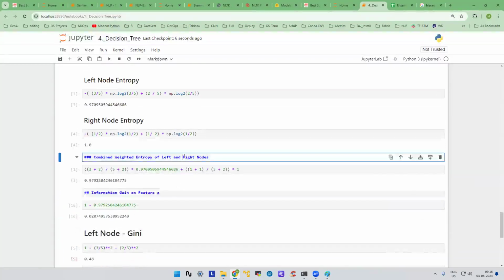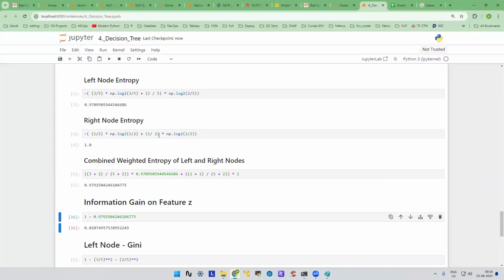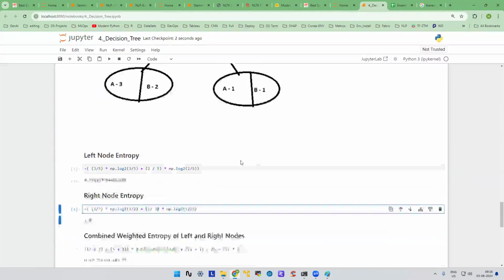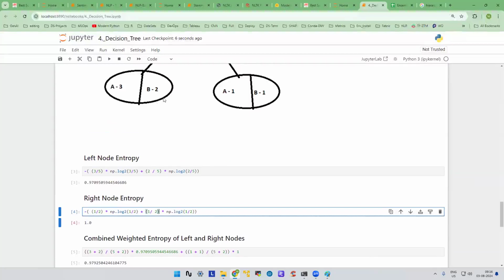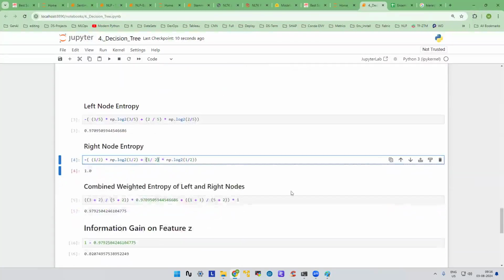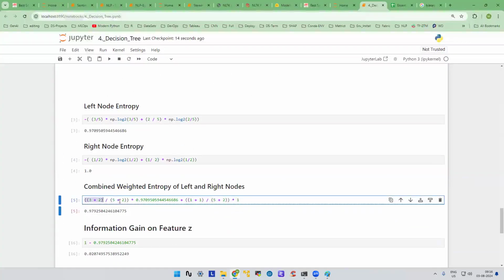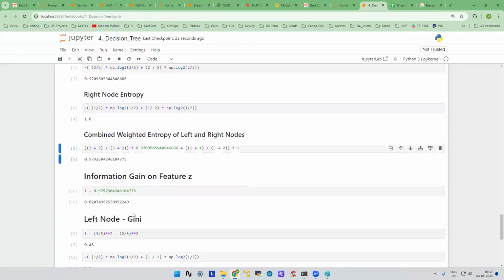All right, right node entropy. We got right node entropy, and the combined is 5 by overall. It is 5 plus 2, right? 7. 5 by 7 and 2 by 7. 2 by 7 and 5 by 7. 0.97 and 1, right? So right node entropy is 1 and it is 0.97. So 0.97. But this is 1 minus 0.97. Actually, 1 minus, I would have written right here itself.